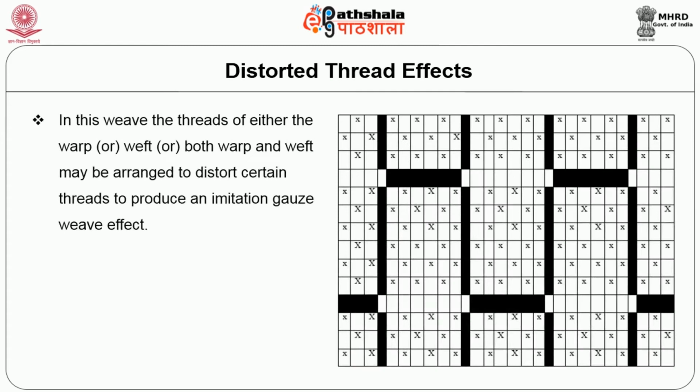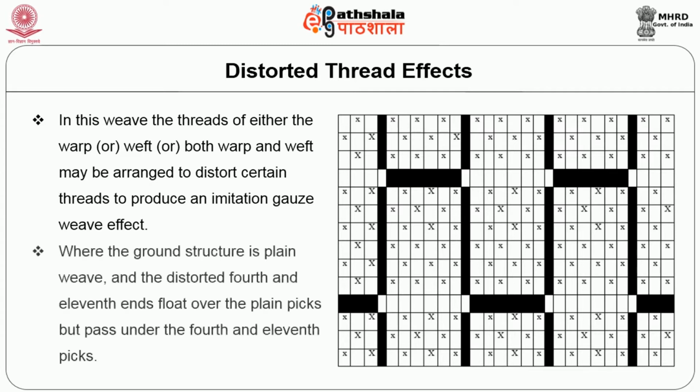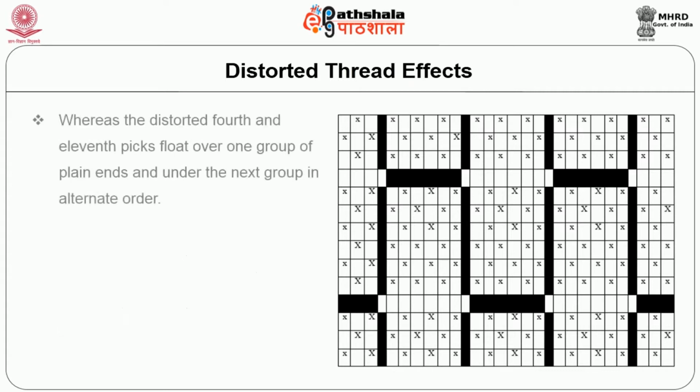The distorted thread effect. In this weave, the threads of either the warp or weft, or both warp and weft, may be arranged to distort certain threads to produce an imitation gauze weave effect. One method is illustrated in figure 2.2, where the ground structure is plain and the distorted 4th and 11th ends float over the plain picks but pass under the 4th and 11th pick, whereas the distorted 4th and 11th pick float over one group of plain ends and under the next group in alternate order.